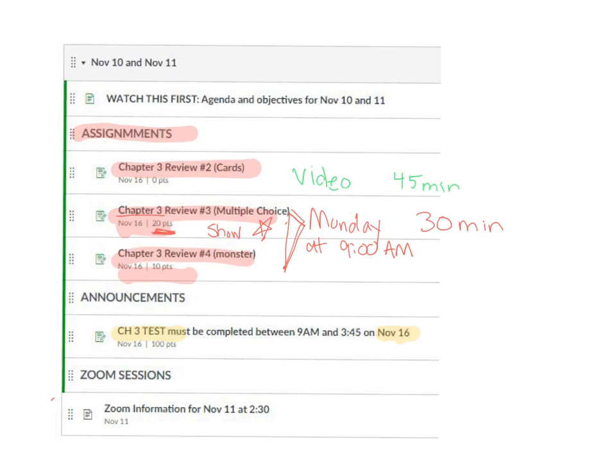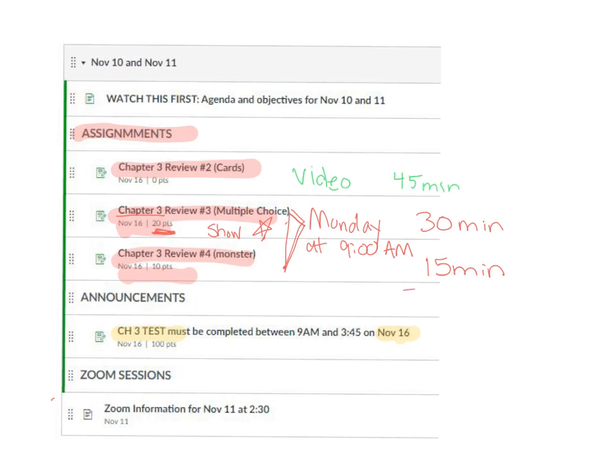And then the next review is a monster problem. It's one of those problems that has a set of parallel lines with a transversal, and we have to find all of the angles that are missing. And this one I said should take you no more than 15 minutes.